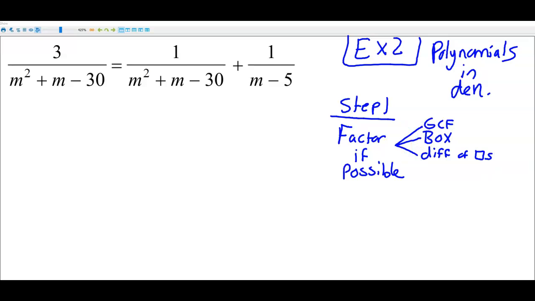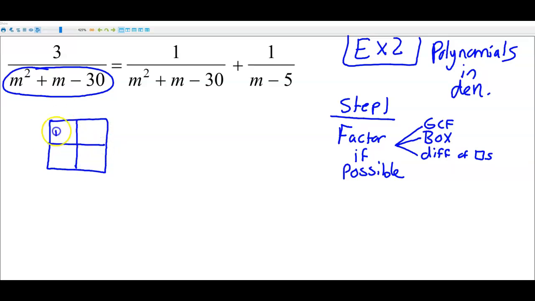So let's start here. You always want to start by looking for a GCF. Do you see anything that I can take out of those 3 terms? So there's no GCF, so I'll skip that. It has 3 terms in it. So what method would I apply there? That's a box method. So let's do the box method on that real quick.